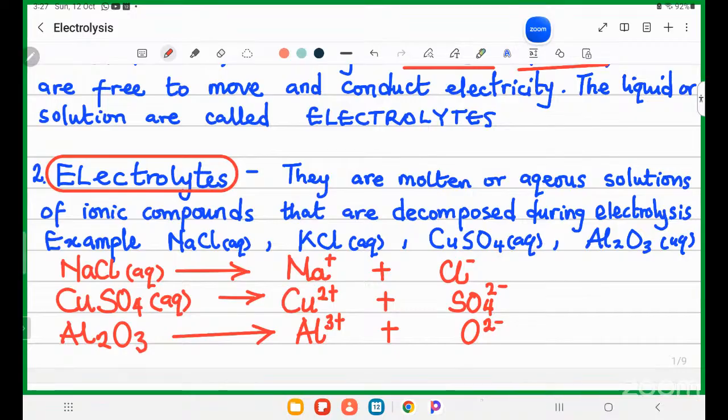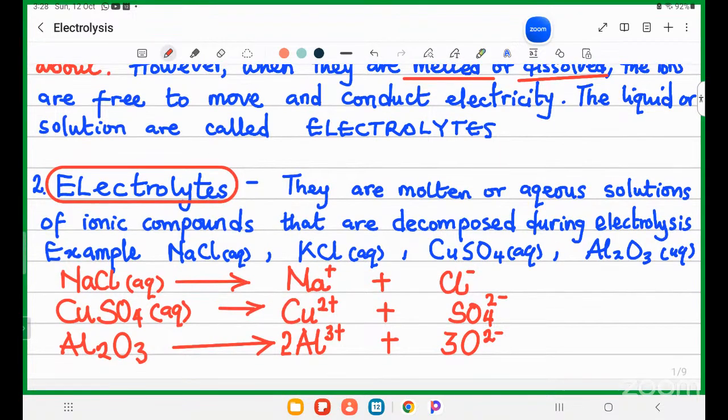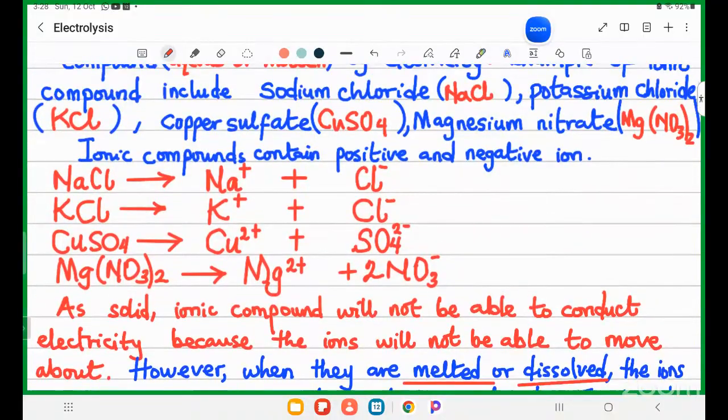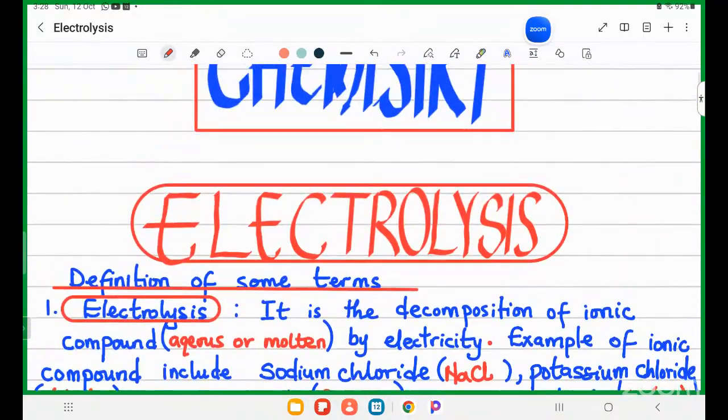Is it balanced? Check it. 2 Al3 plus and 3 O2 minus. So we add 2 to the Al3 plus, and 3 to the O2 minus. Yes, sir. Good. So you can now copy this in your notebook.